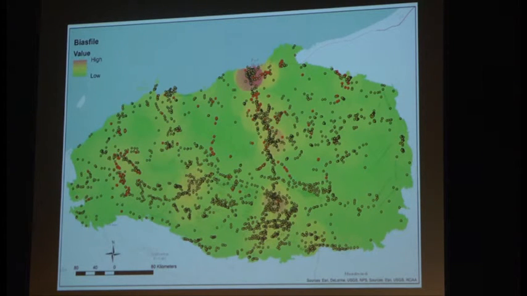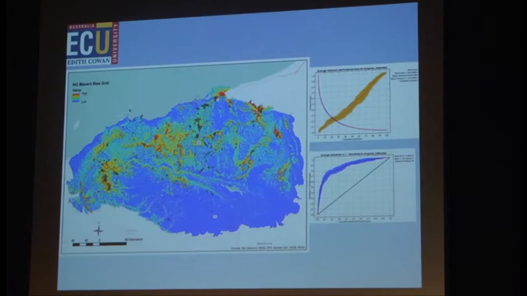We approached this by developing a sample bias layer. To do this, we used all the sampling for critical weight range mammals that had been done in the Pilbara, saying, well, that's going to reflect the sampling effort for the whole area. And we developed a GIS layer out of that, which we can incorporate in the Maxent model to compensate for that bias. And that was the model we ended up developing at the time.